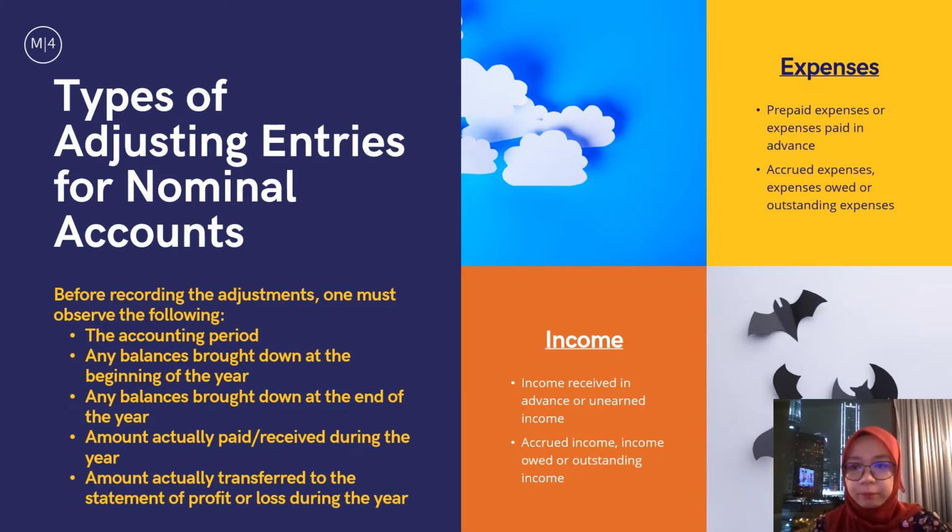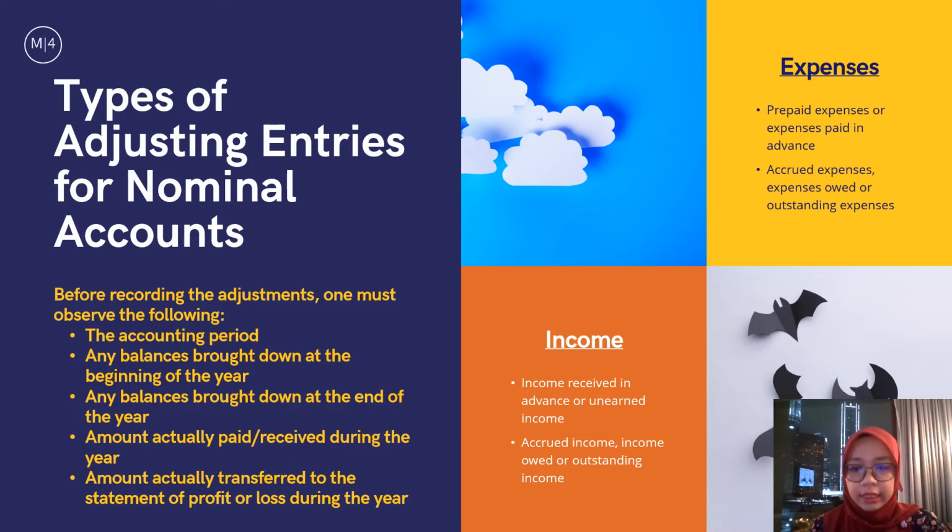And then any accrued expenses, or expenses owed or outstanding, that we didn't pay yet. For example, the utility bill for January, we haven't paid it yet, and now it is February. So we have to recognize the accrued expenses of the January bill in our account so that we don't understate our expenses. And then the other account is income.